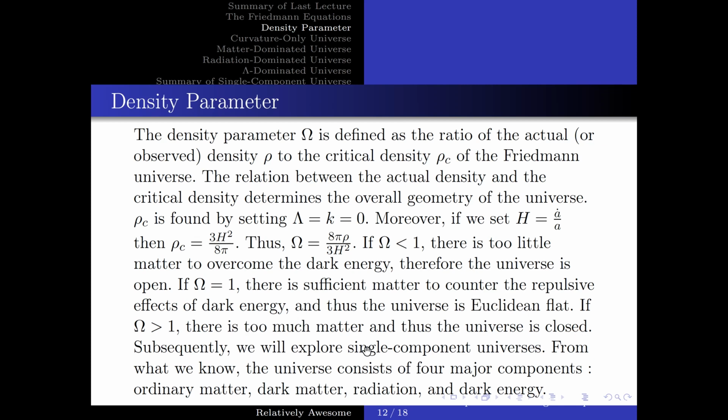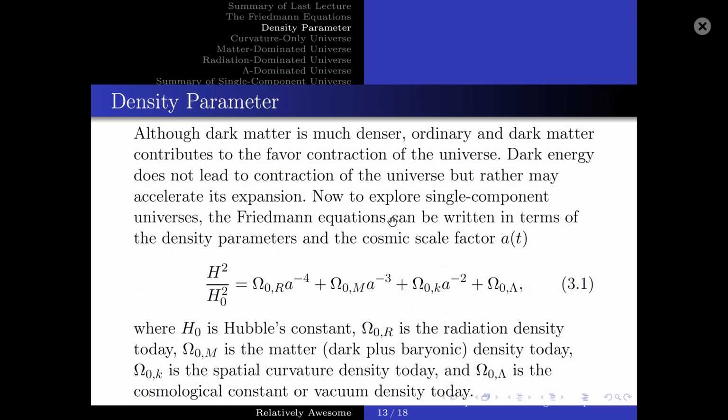Subsequently, we will explore single component universes. From what we know, the universe consists of 4 major components: ordinary matter, dark matter, radiation, and dark energy. Although dark matter is much denser than ordinary matter, and dark matter contributes to the favor of the contraction of the universe, dark energy does not lead to the contraction of the universe, but rather the accelerated expansion.